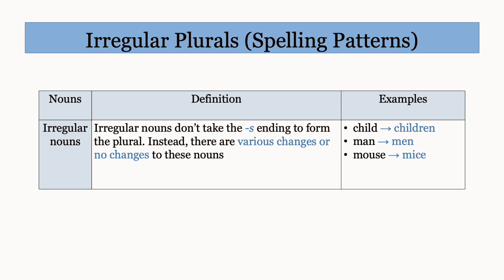Irregular nouns, on the other hand, do not follow the standard rule and instead undergo internal changes. For example, child becomes children, man with an A becomes men with an E, mouse becomes mice.